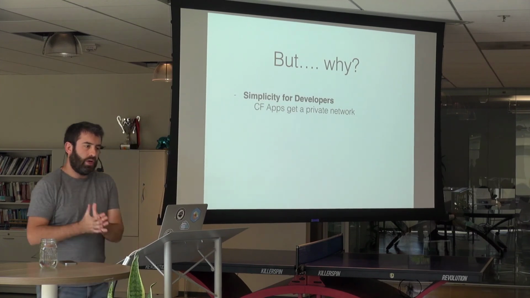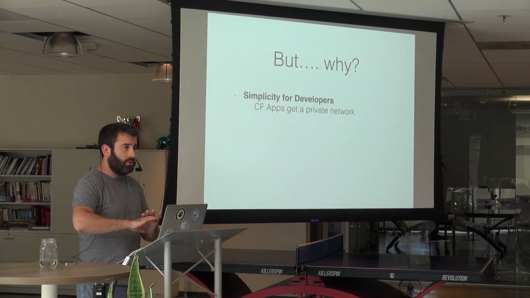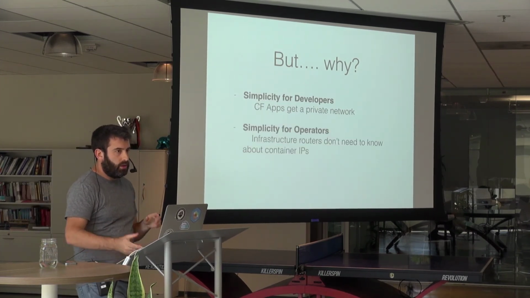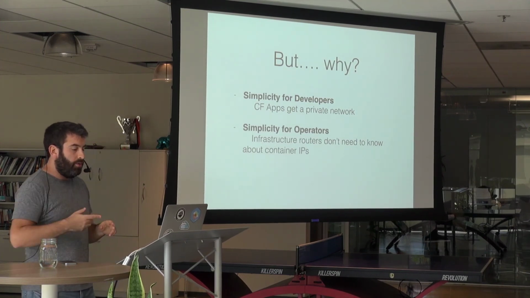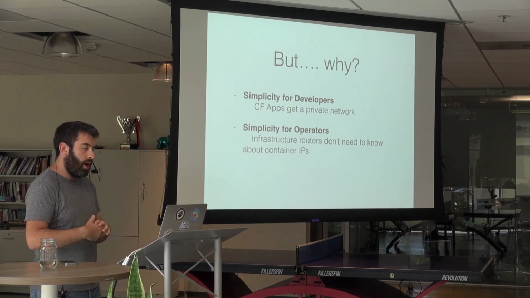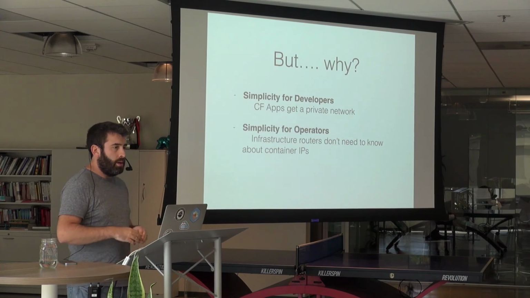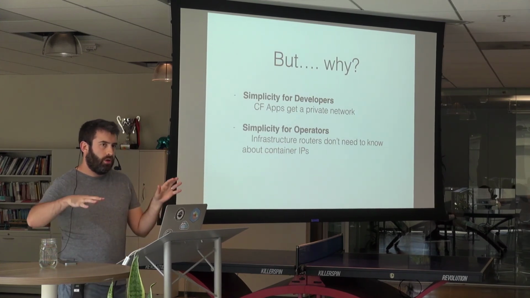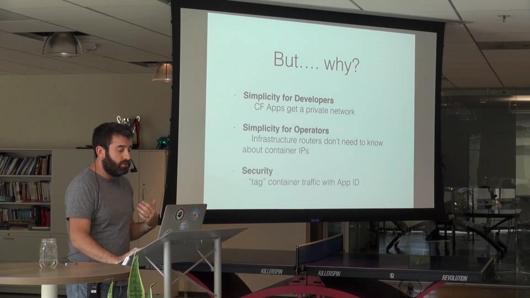It gives us simplicity for app developers. They get a private network. They don't see anything else, just containers. It gives operators some simplicity because the routers that they're maintaining don't need to know anything about containers at all. The Amazon routers don't need to know about containers. Your data center routers don't need to know anything about containers. It also gives you some security.